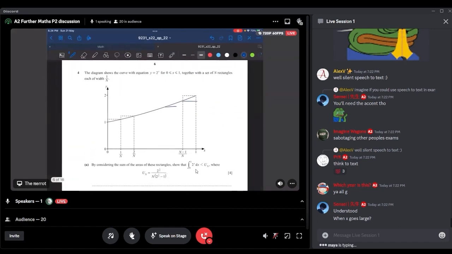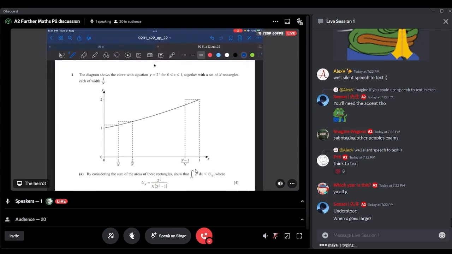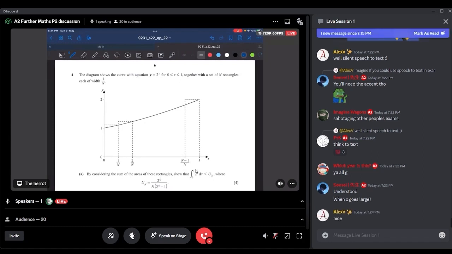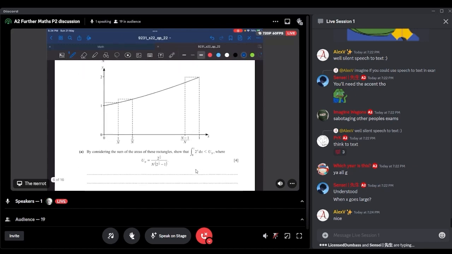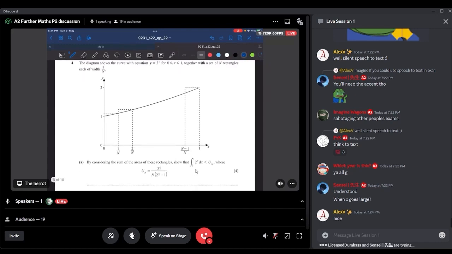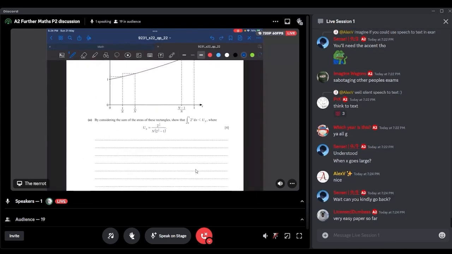Oh, I still have some writing here. All right. So now we have this Riemann sum type of thing. The diagram shows the curve 2 to the power of x for the interval 0 to 1, together with a set of n rectangles, each of width 1 over n. By considering the sum of the areas of these rectangles, show that the integral from 0 to 1 is less than Un. So Un is, you can see, the upper rectangles here. And they show that Un is this.